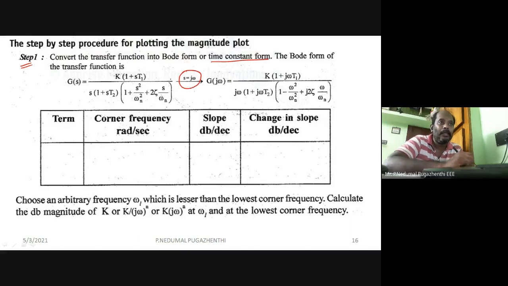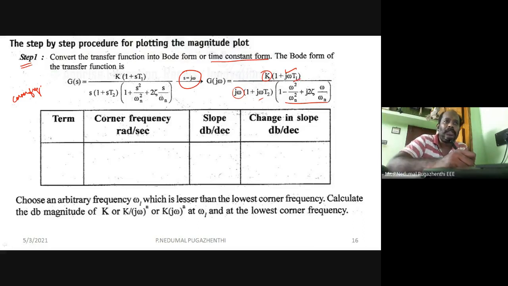Now you can identify the different terms available. You have an integral term, a constant term, a first order factor in the numerator, a first order factor in the denominator, and a quadratic factor for the given transfer function. So you substitute s equal to j omega, convert that into a sinusoidal transfer function, then try to find the corner frequencies. What are the corner frequencies?